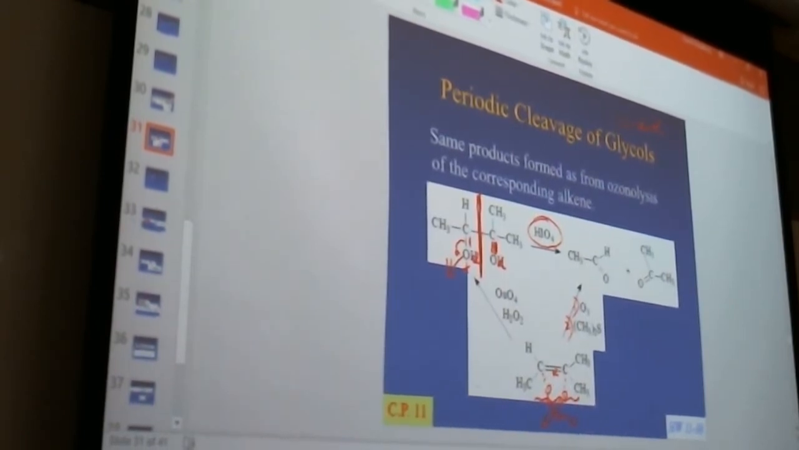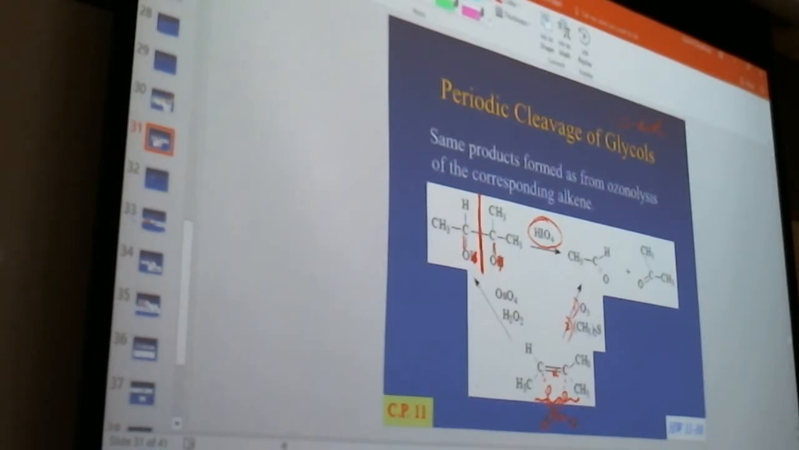Bottom line, the new reaction that we're learning here is you start with a 1,2 diol, a glycol, and when you put periodic acid, this cleaves, this forms a double bond, and this forms a double bond. That is the ultimate result of a periodic cleavage.